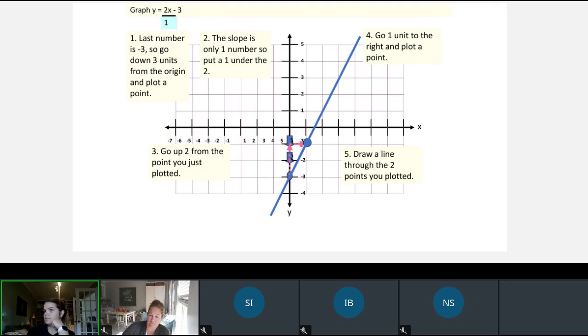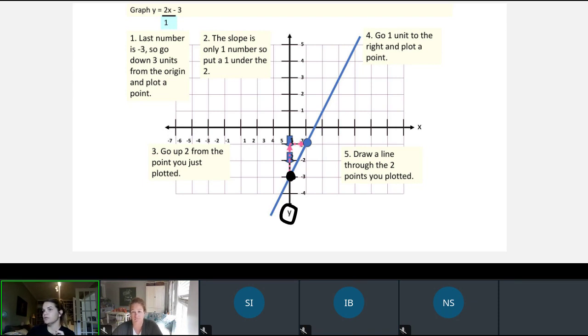So let's try this one. Graph the line y equals 2x minus 3. So step 1, the last number here is -3. We want to think of it as the y-intercept. It's normally the last number, but in case it's not, we just know we're going to graph the y-intercept first. The y-axis goes up and down. So I'm going to go to that -3 and put my point.